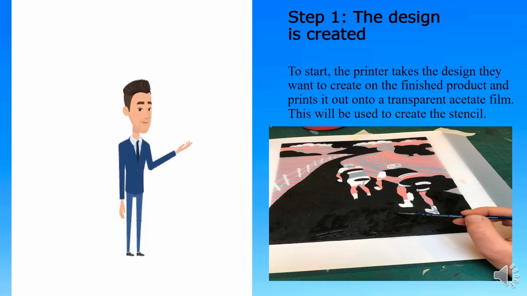Today, we are going to learn about the screen printing process step by step. Step number 1. The design is created. To start, the printer takes the design they want to create on the finished product and prints it onto a transparent acetate film. This will be used to create the stencil.